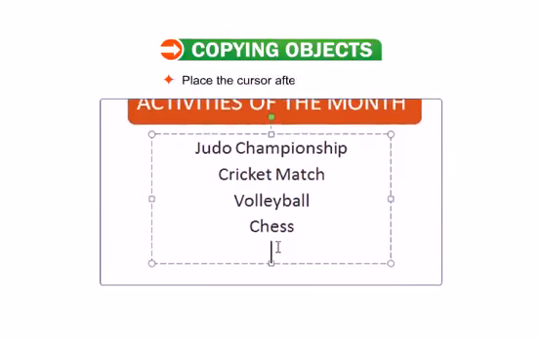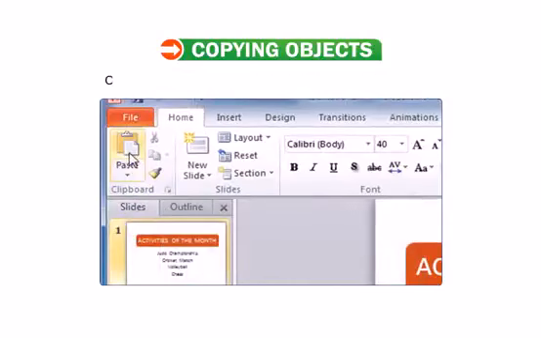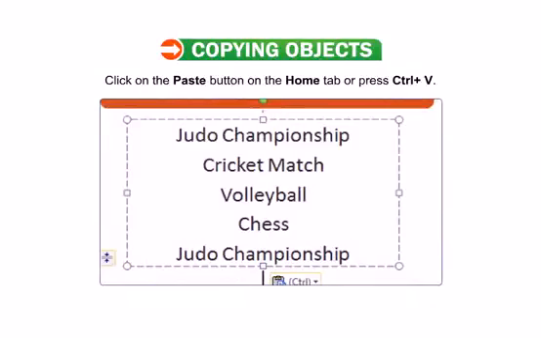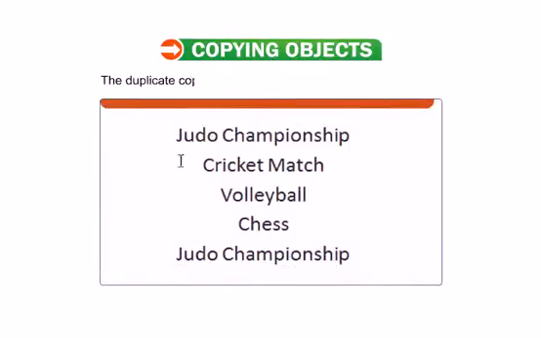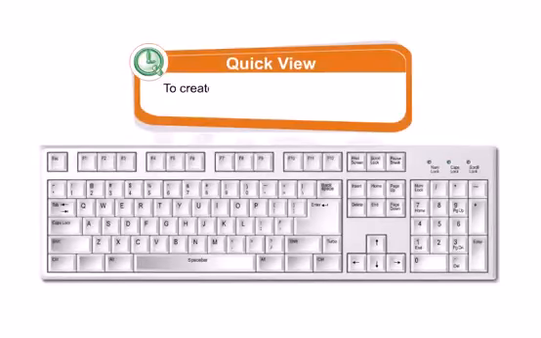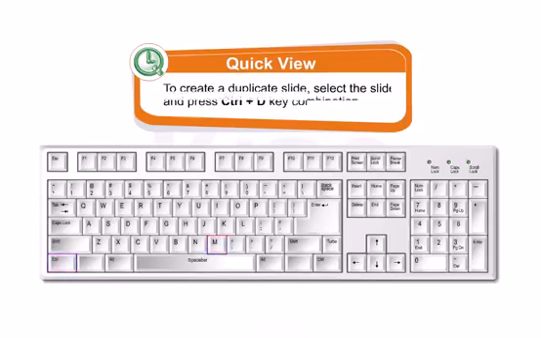Place the cursor after the last point. Click on the Paste button on the Home tab or press Ctrl plus V. The duplicate copy of an object will appear in its new location. Students know that we can create a duplicate copy of the slide by selecting that slide and pressing Ctrl plus D.